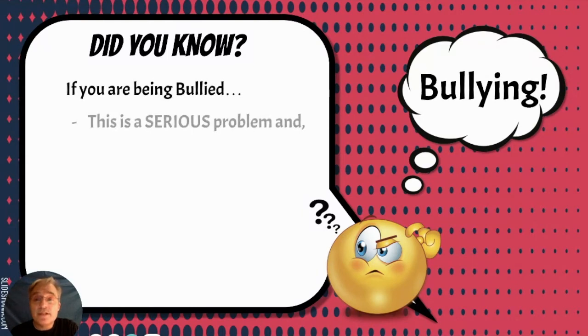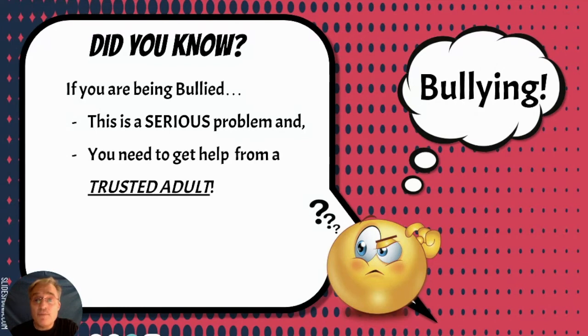If you're being bullied, this is a serious problem, and you need to get help from a trusted adult right away. Sometimes a bully might threaten you and say, "If you tell, you'll be sorry." And they might be threatening to hurt your younger brother or sister, or maybe a pet. Don't believe them, okay? Get help from an adult as fast as you can. That's the only way to solve the bullying problem.